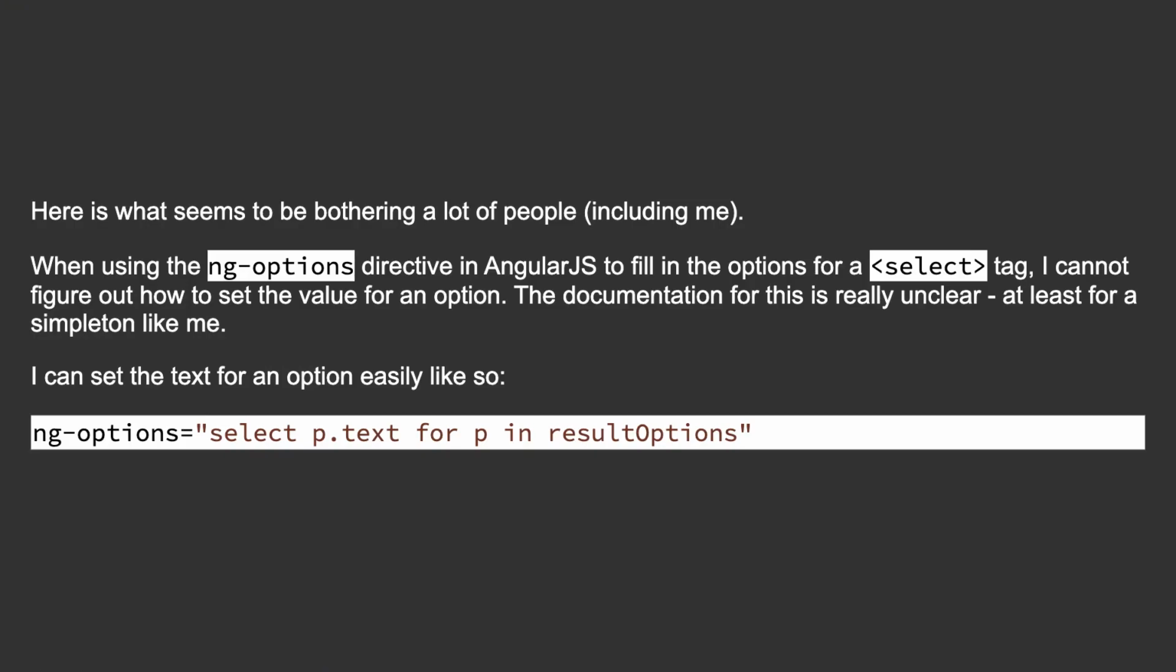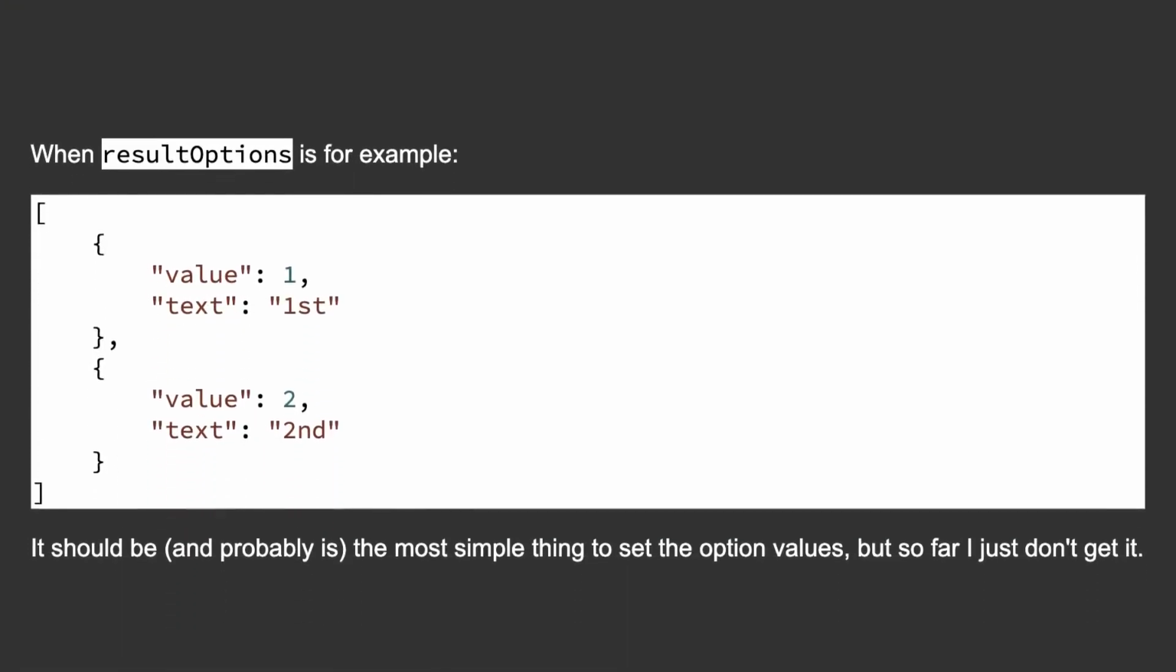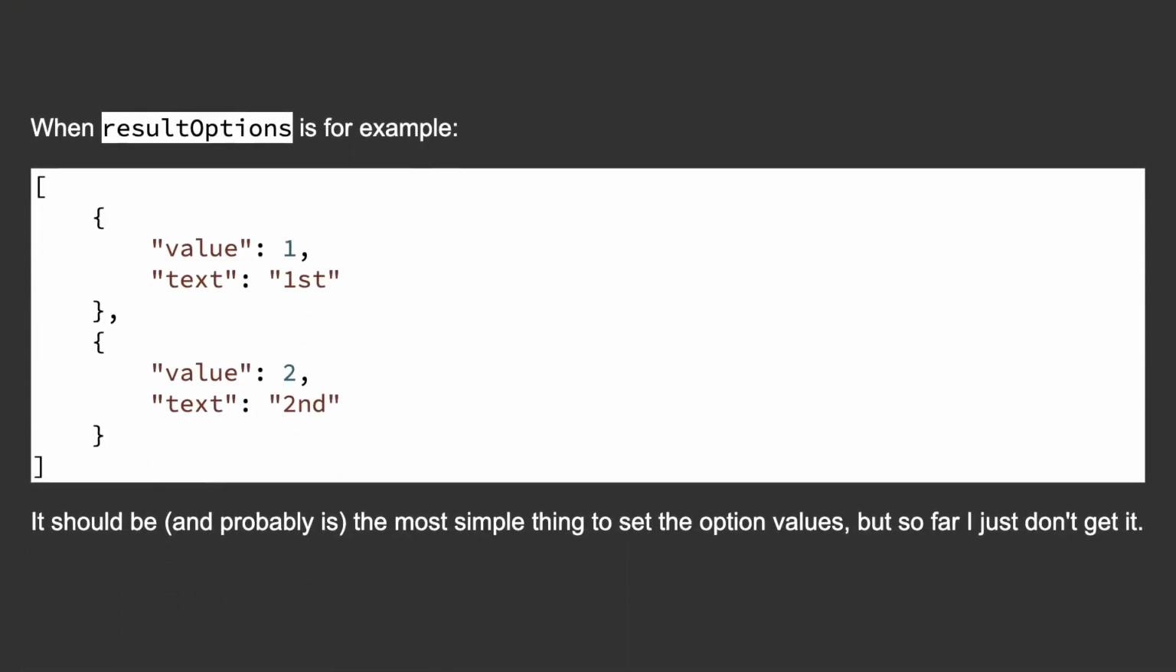I can set the text for an option easily like so: ng-options equals select p.text for p in result.options. When result.options is, for example, it should be, and probably is, the most simple thing to set the option values, but so far I just don't get it.